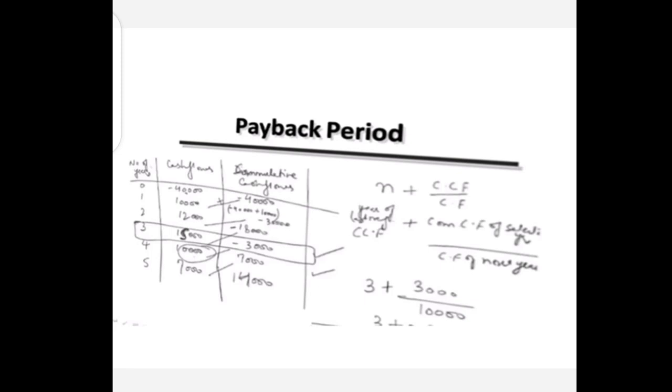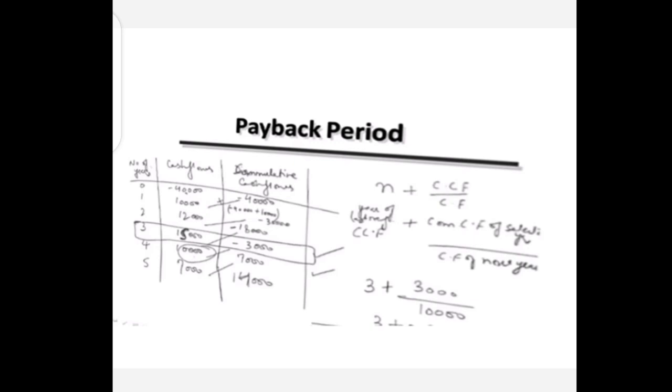So what we have done is find the cumulative cash flows. Cumulative cash flows are cash flows that are added to the subsequent years, like 10,000 plus 20,000 will be 30,000, 12,000 plus 17,000, and so on. We add them in order to recover the initial investment. So it is recovered in the fourth year. Remember, in the fourth year we have a positive cash flow of 7,000.